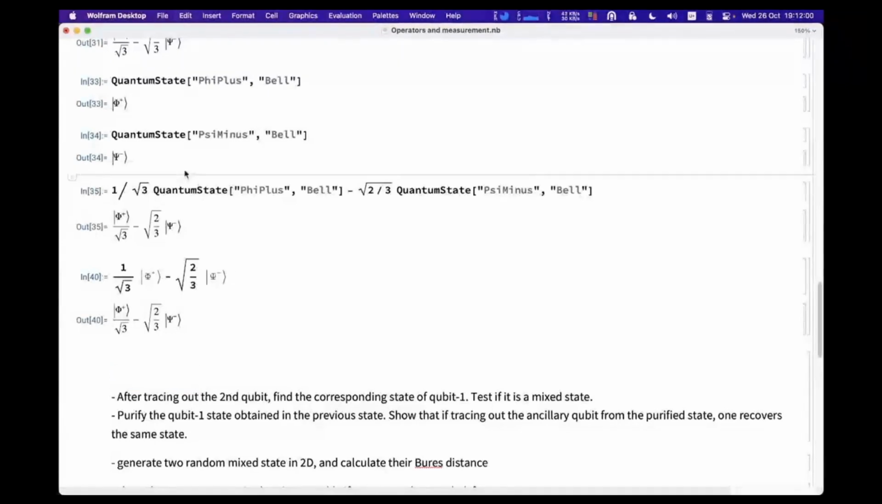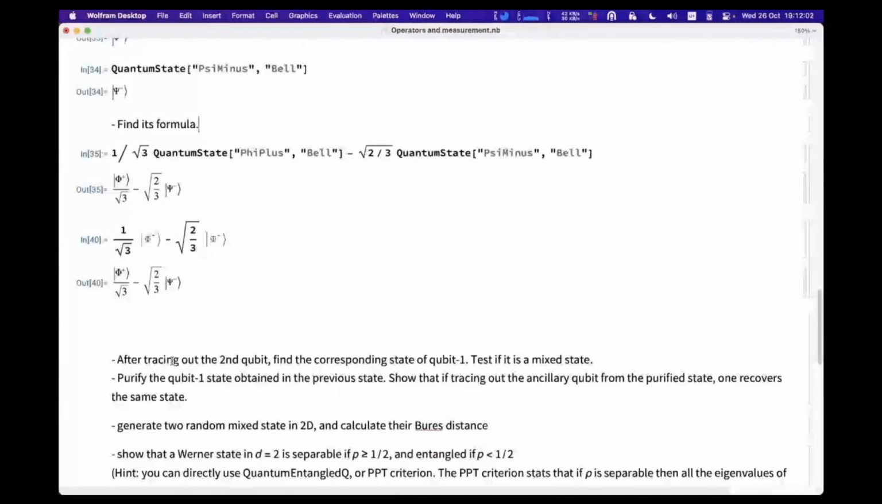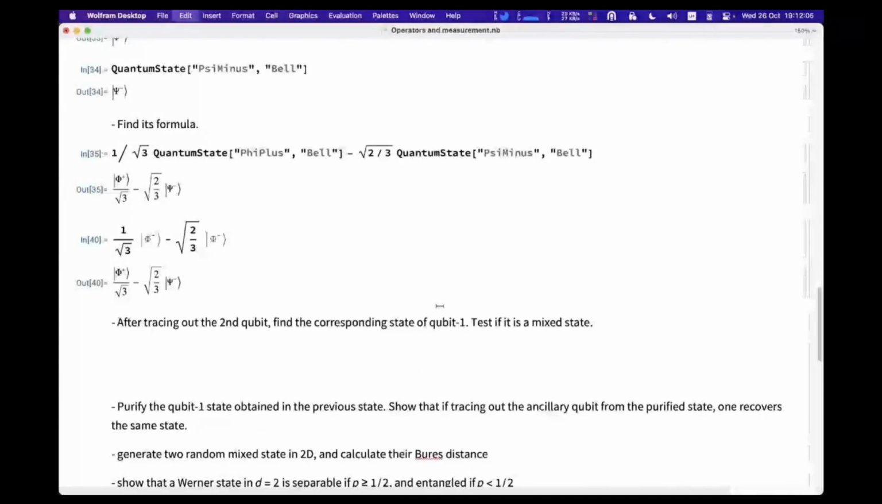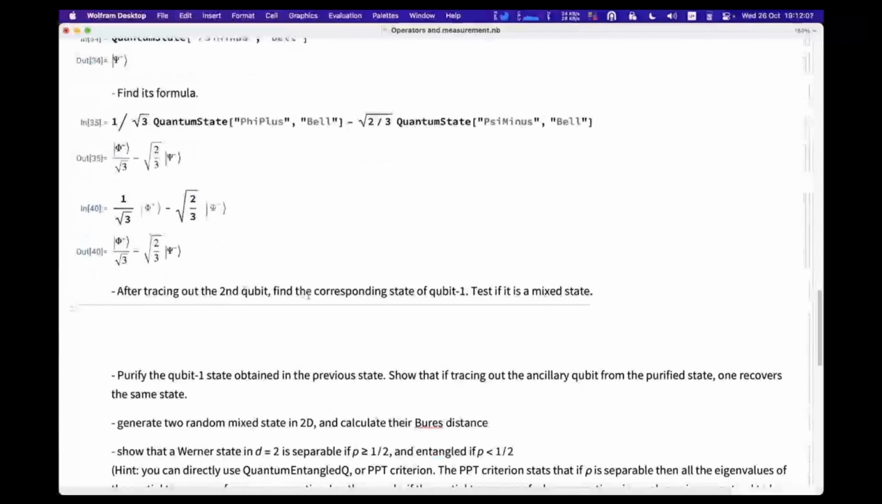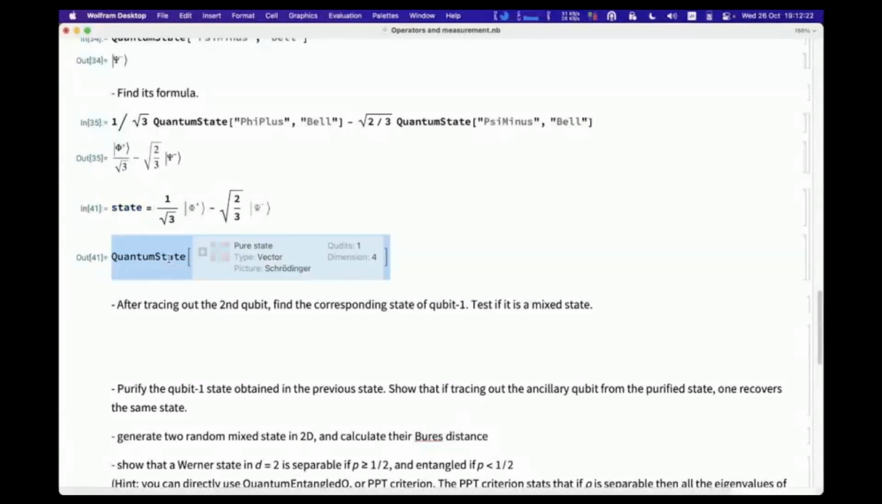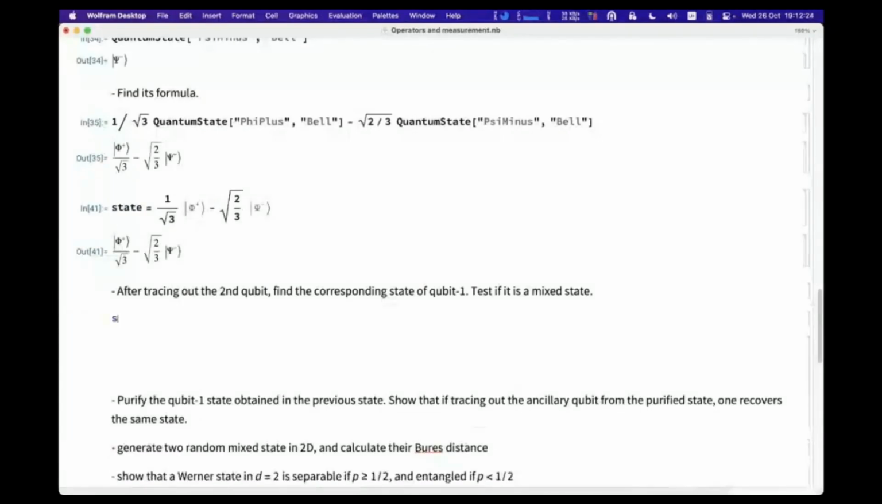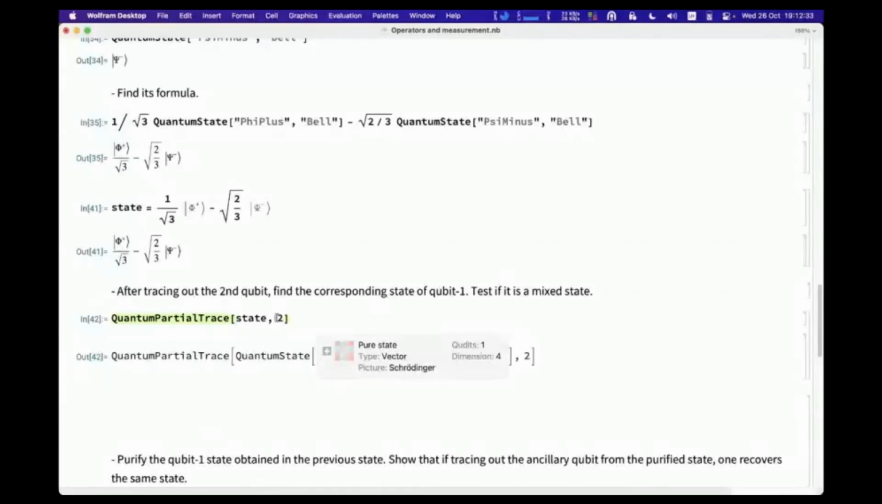Okay. Now the next step, we are doing some simple operation that we can do on our state. So we created that superposition. This time we want to trace out the second system. So the function to do that is quantum partial trace. That's our state. Remember, it's in 2 dimensions, it's a composite system. So we just take quantum partial trace. The first argument is the state. The second argument is the system that you want to do the partial tracing.